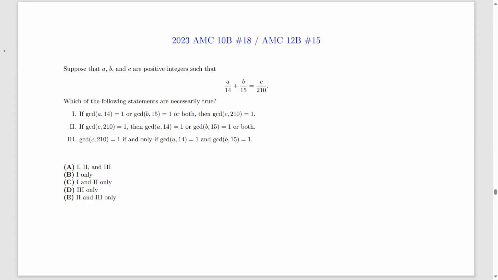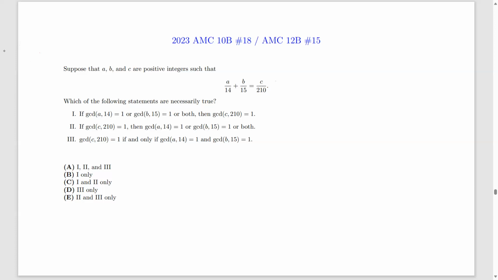Suppose that a, b, and c are positive integers such that a over 14 plus b over 15 equals c over 210. Which of the following statements are necessarily true? Statement 1 states that if the GCD of a and 14 equals 1, or the GCD of b and 15 is equal to 1, or both, then the GCD of c and 210 is equal to 1.